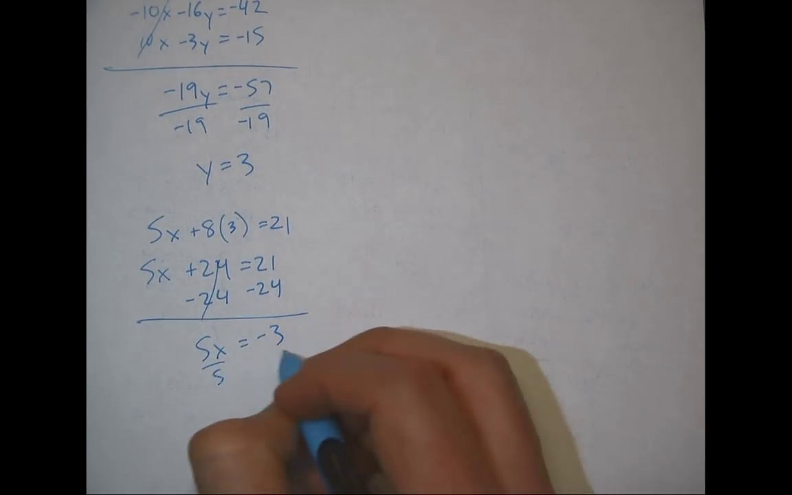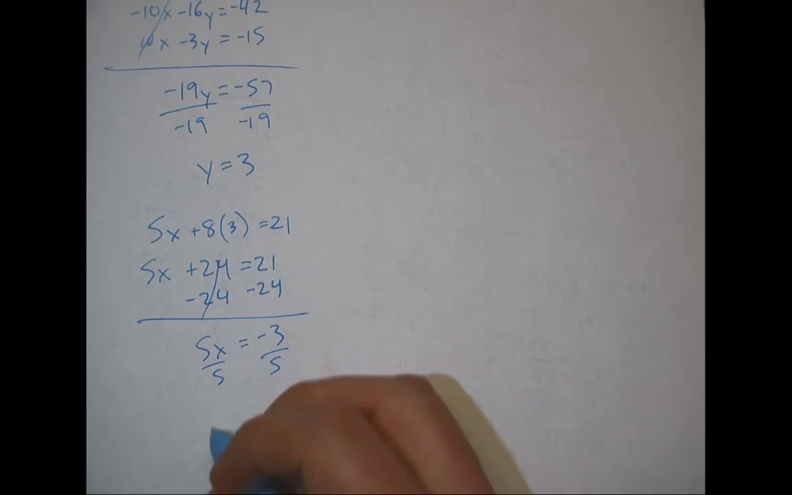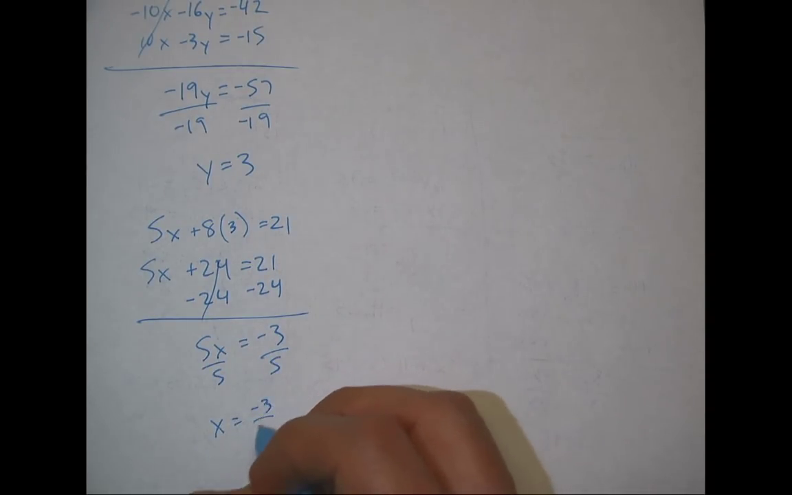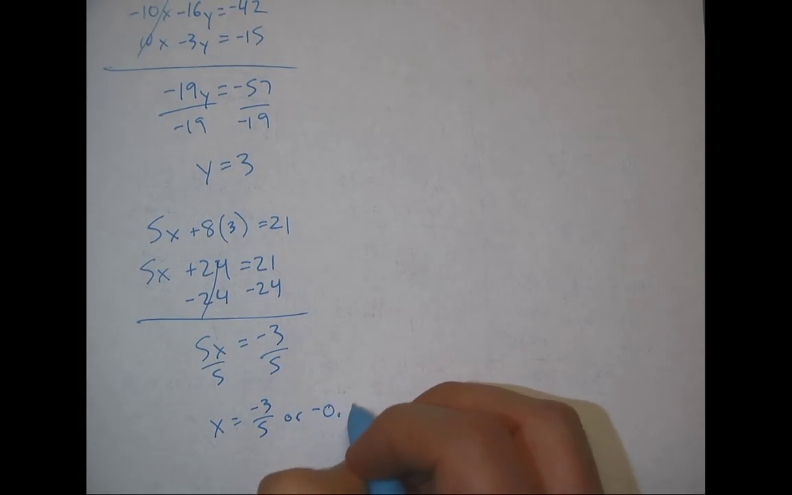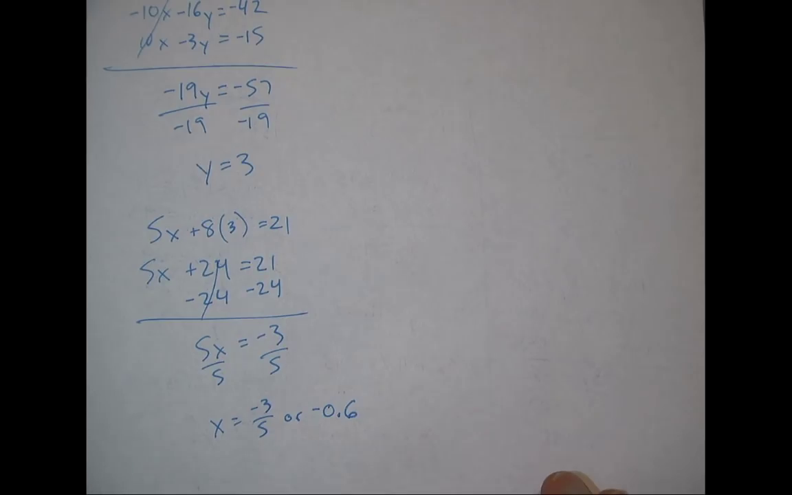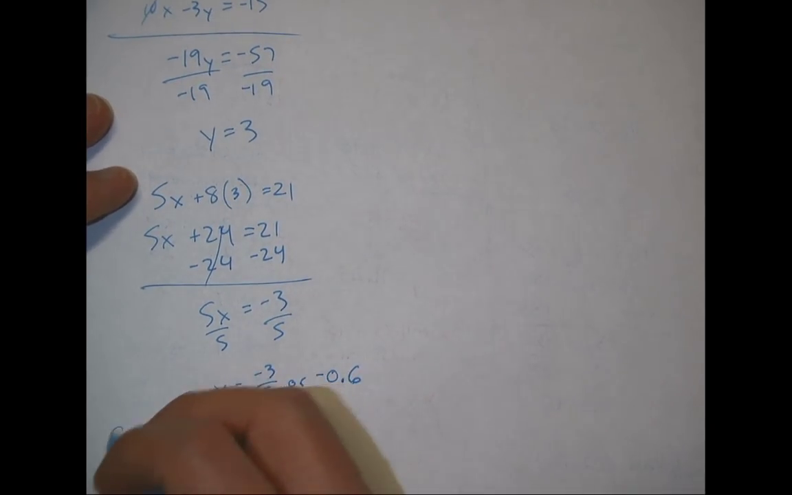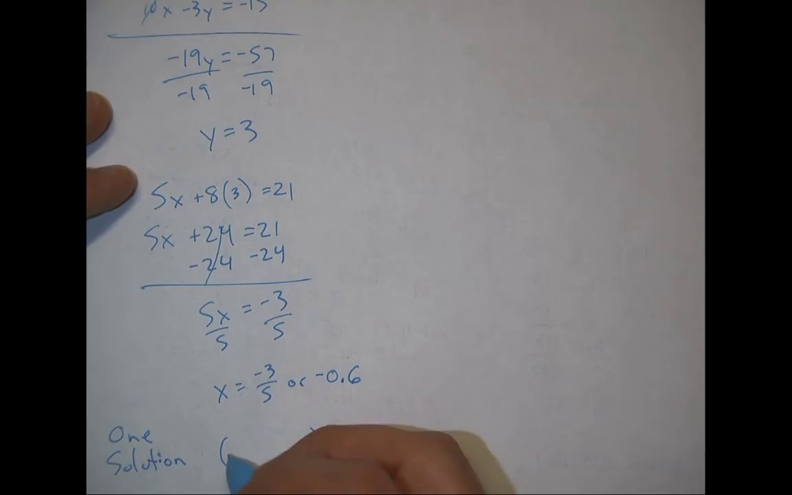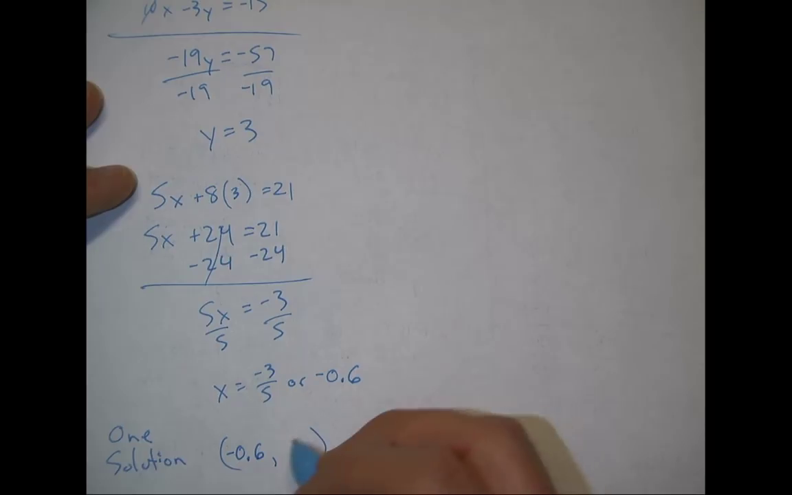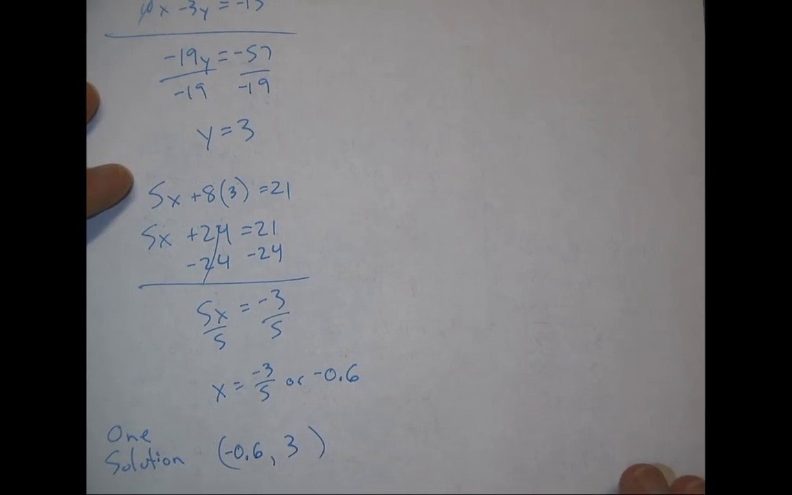Divide by 5. Now that's not going to work out perfectly. So x equals negative 3/5. Or if you wanted to turn it to a decimal, it's a decent decimal. Negative 0.6. And so we have one solution listed as an ordered pair. X first. I'll go ahead and put the decimal. Doesn't matter though. You could put the fraction. And the y value is 3.